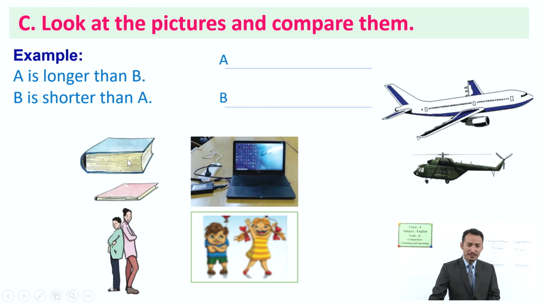The first book is bigger than the next, and the second book is smaller than the first. Okay, likewise, the aeroplane can fly higher than the helicopter.